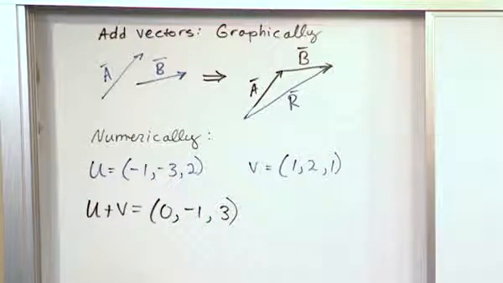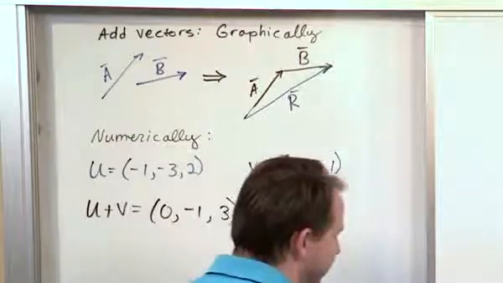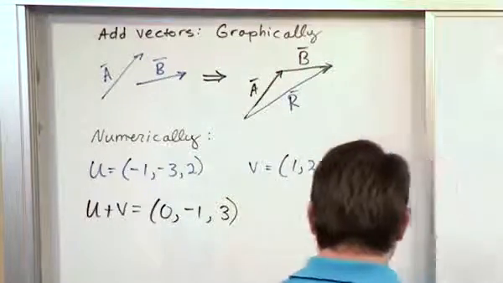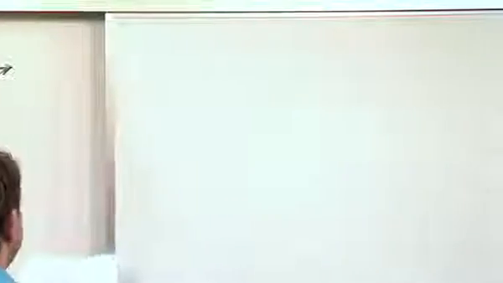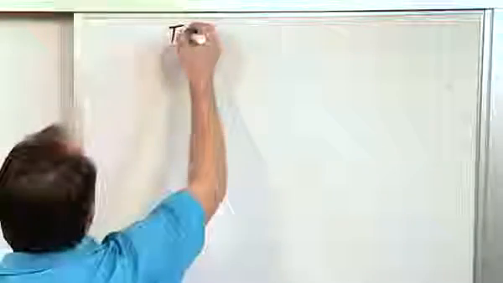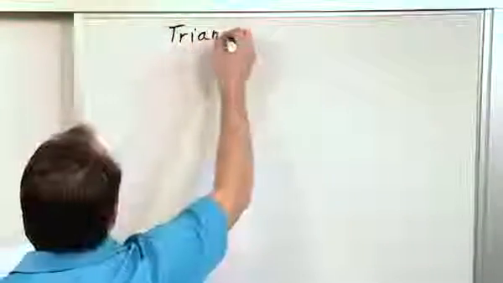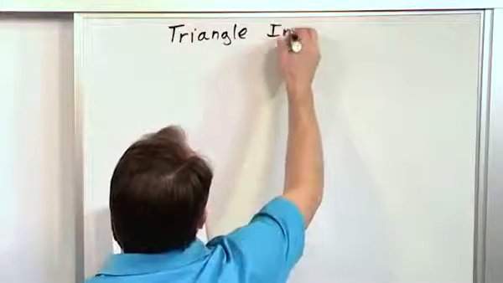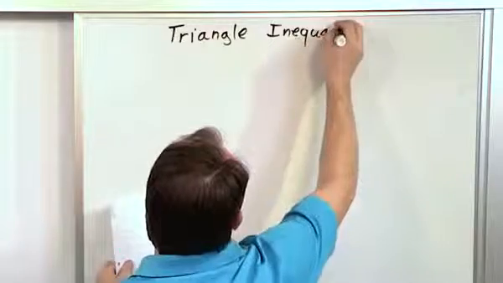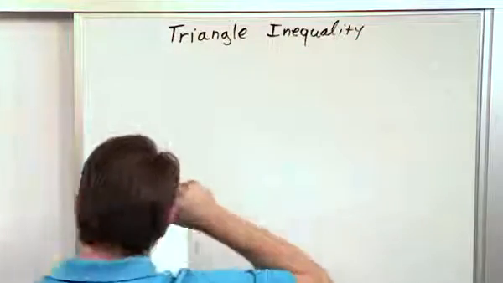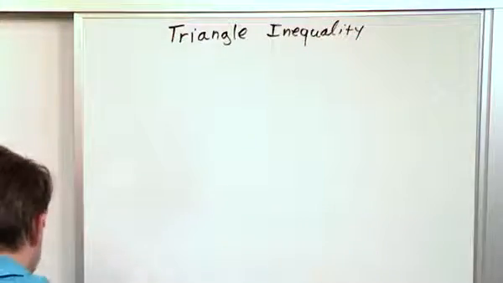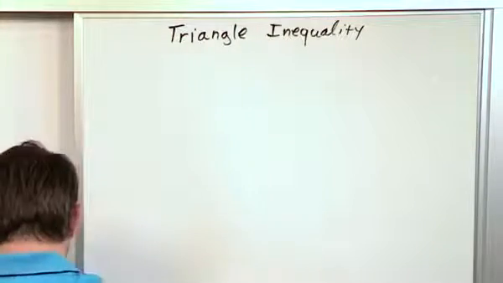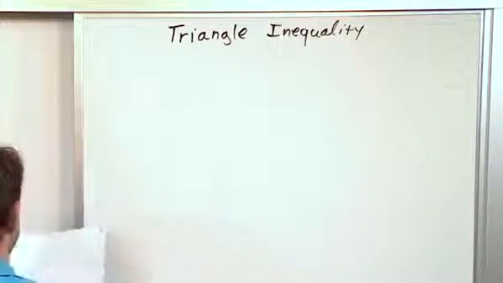All right, and now what we want to do, now that we've reviewed how to add vectors, is I want to talk about something called the triangle inequality. The triangle inequality. And in order to do that, you know what I'm going to do is redraw a picture that I have on the board here.